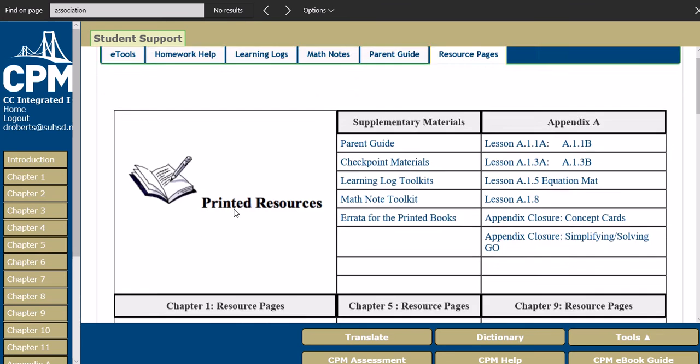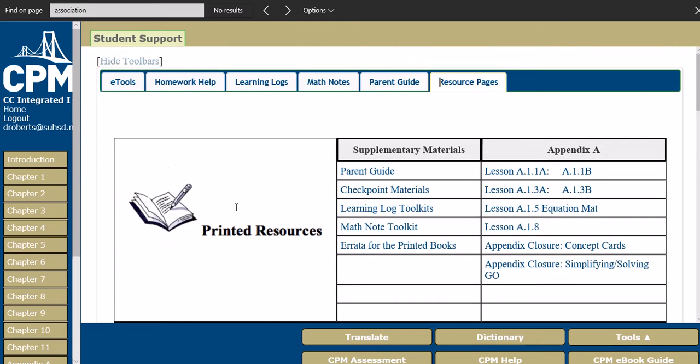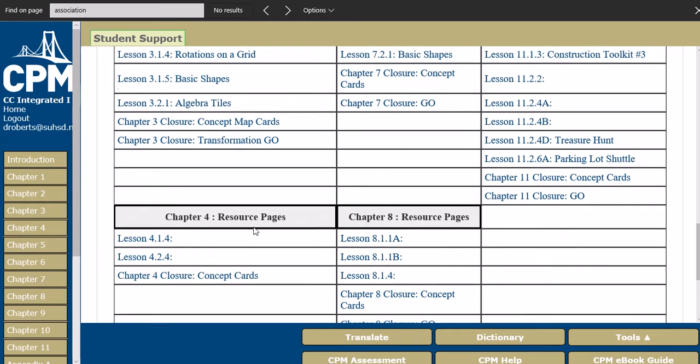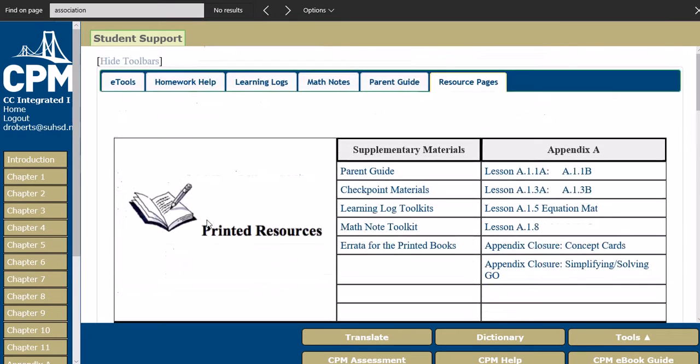I don't even know what this is. Oh, these are handouts that happen in class. So these are just different things that we would print out, and I typically distribute in class.